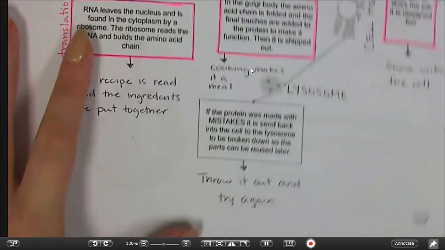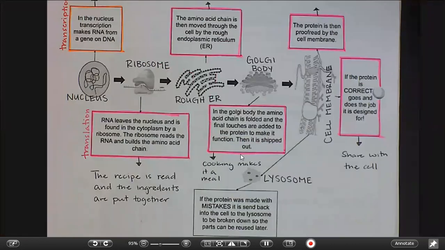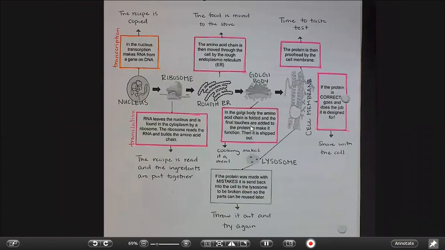And then we get to our final part of protein synthesis and the central dogma. And that's, how do we get a functioning protein? We start in the nucleus. The recipe is copied. This is going to be transcription. Notice that I kept that orange from transcription. Then we move into the cell and the ribosome attaches to the message and we go through translation. So we take RNA and turn it into the amino acid chain. So we've read the recipe and put all the ingredients together.